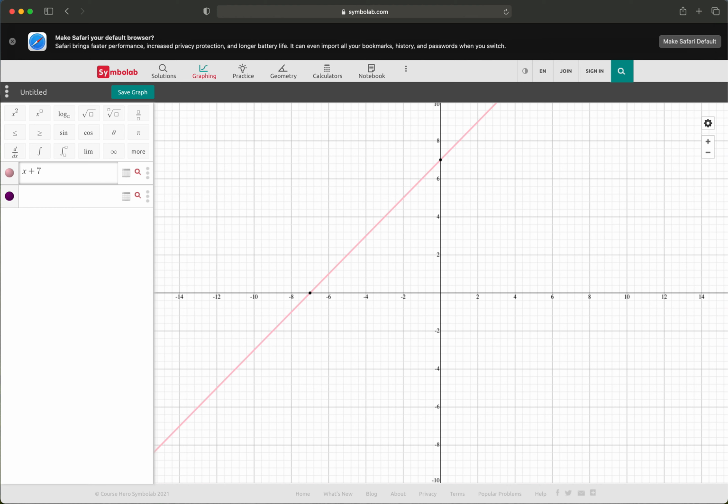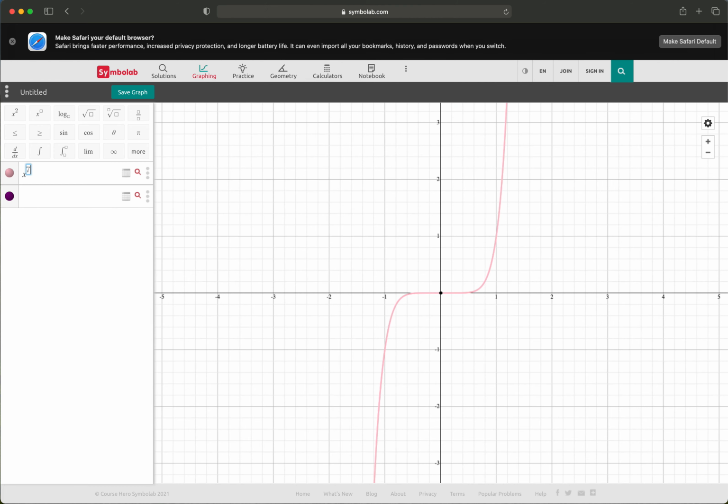Okay. So next, we have x to the third power. Notice that it looks like x squared, except it reflects over the origin. This is an odd function. X to the fifth power basically looks the same. It'll be a little steeper, but it's basically the same graph. In fact, any odd power will look the same. And notice that to the right it goes up to infinity, to the left it goes down to minus infinity.